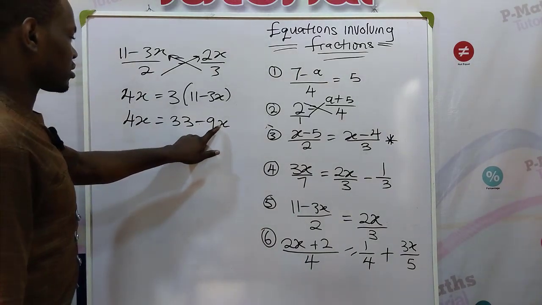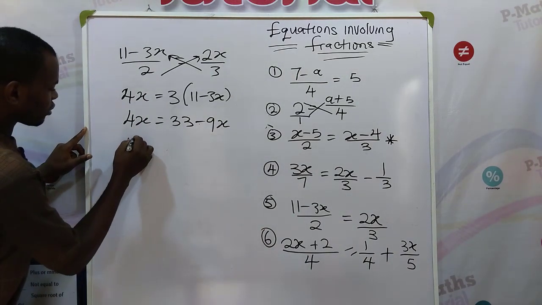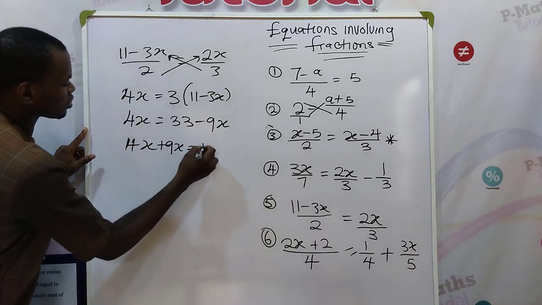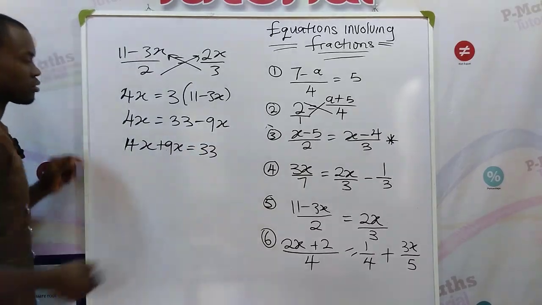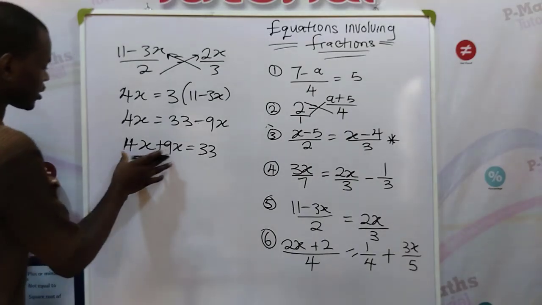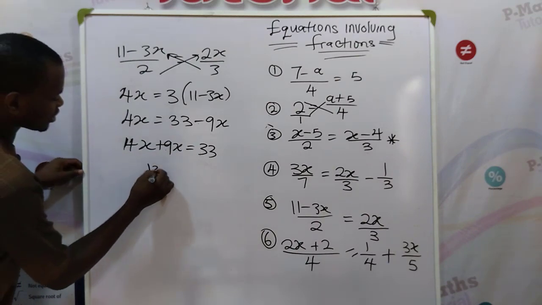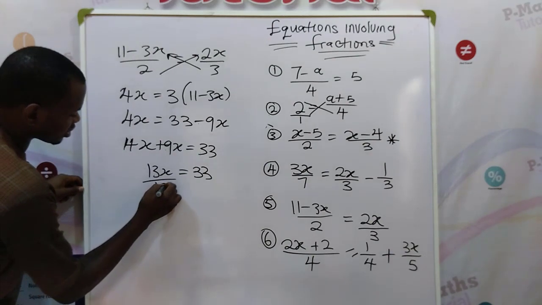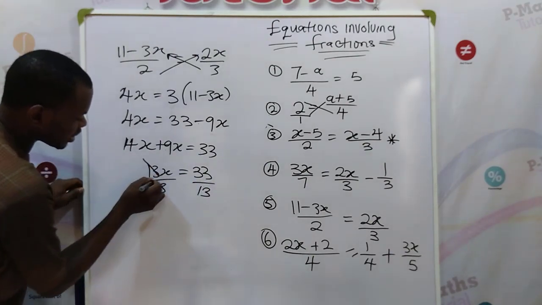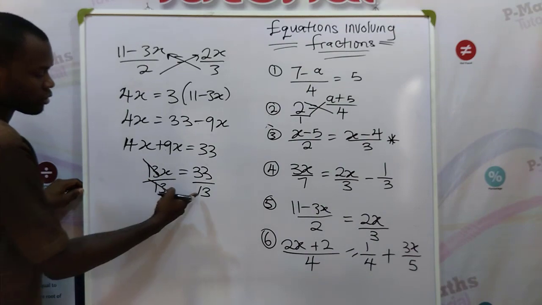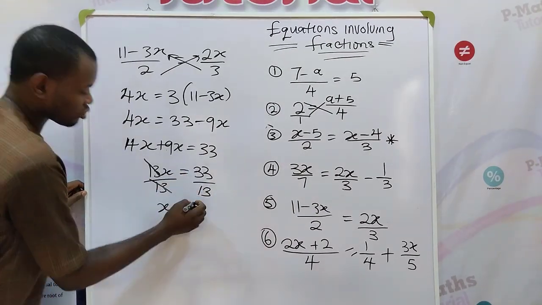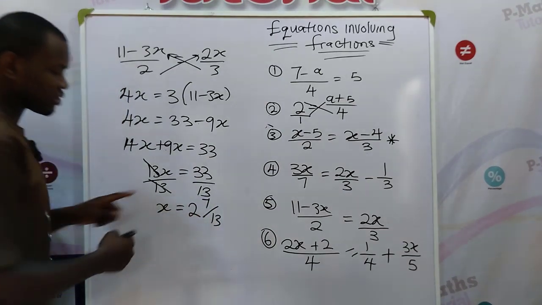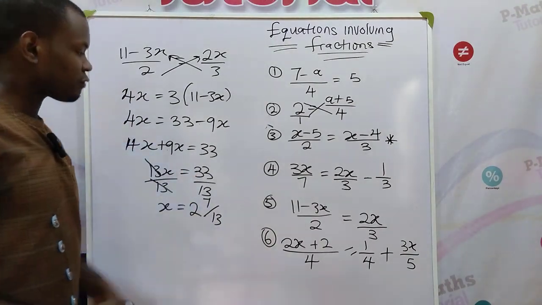Let's collect the like terms. This guy comes over here. I have 4x plus 9x equals 33. All right. So the next thing we do is to add 4x plus 9x is 13x equals 33. Then divide both sides by 13 so that we can eliminate 13 from here. Now 33 divided by 13 should give us 2 whole number 7 over 13. That is changing this into a mixed fraction.